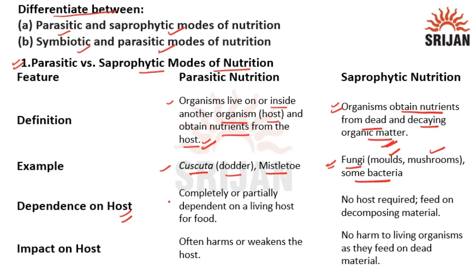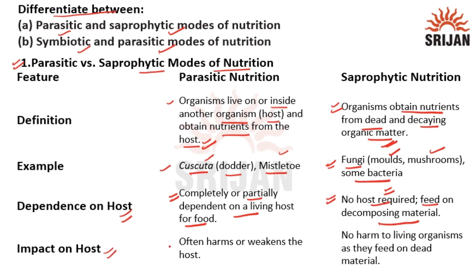In parasitic nutrition, the organism is completely or partially dependent on a living host for food. An example of a completely dependent organism is Cuscuta, while mistletoe is a partial parasitic plant. Now we will talk about saprophytic nutrition. In saprophytic nutrition, no host is required. They feed on decomposing material. Next, the impact on the host.